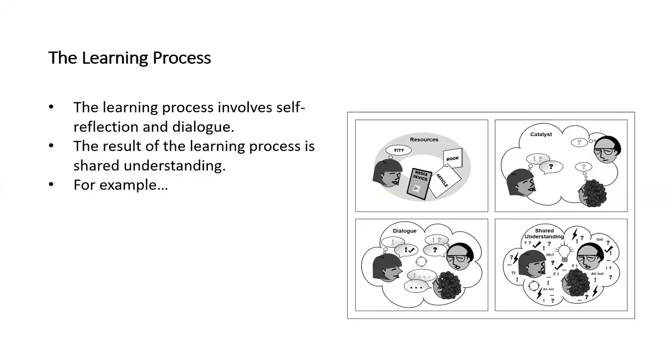So having heard about our view of learning, let's talk a little bit about the learning process. In our view, learning begins with self-reflection. So a learner is exposed to some information in a resource, whether that's a book or video or a website or some other source of information, and then self-reflects on the information, generating ideas, questions, and an initial understanding of the information. This self-reflection is a catalyst for the learning process in which the learner engages in a dialogue about the information with one or more people.